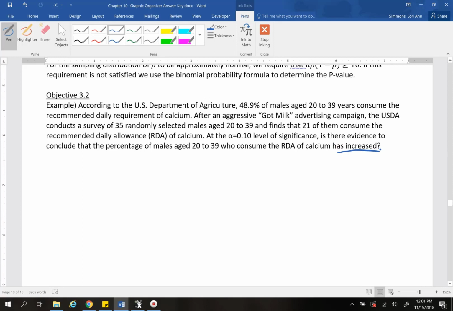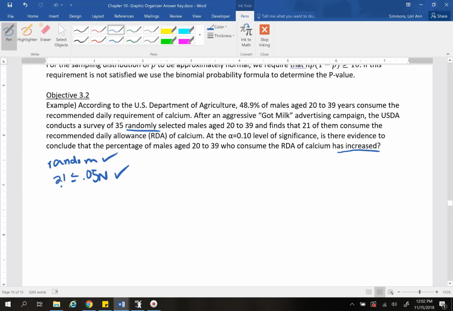Okay, let's first go through our criteria like we would normally do. Is it random? Yes. Is 21 less than 5% of the population? Yes. Okay, now on to approximately normal.